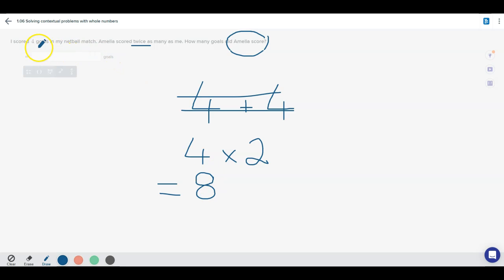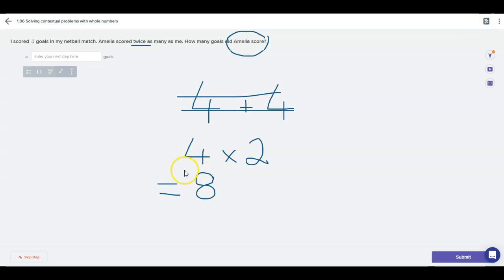Okay, so we're looking at the values, the numbers that we know. So in this case, the 4. We're looking at this part that talks about twice as many and the fact that we are looking for Amelia. So we are looking for the equation or the statement that gives us the twice as many. So twice meaning 2 times, which is how we get this statement here. So again, once we've solved this in our book, we can come back and put in the answer that we are looking for and submit that to see that we are correct.